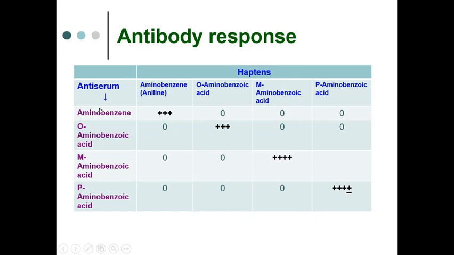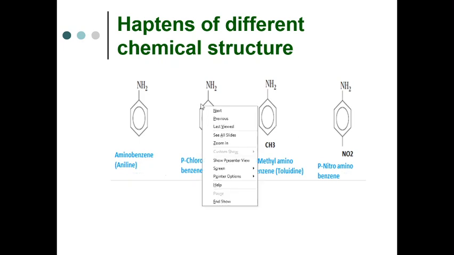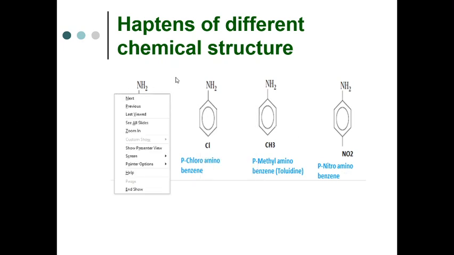The antibody, in terms of antiserum, is represented in the extreme left hand corner of the table. So the antibody against aminobenzene recognizes aminobenzene only, shown by 3 pluses indicating a good strong reaction, and it does not recognize the other hapten protein complexes like orthoaminobenzoic acid, meta-aminobenzoic acid and para-aminobenzoic acid. Therefore it is shown as 0. So the antibody against aminobenzene recognizes specifically only aminobenzene. Similarly, the antibody against orthoaminobenzoic acid recognizes only orthoaminobenzoic acid, not any other peptides.